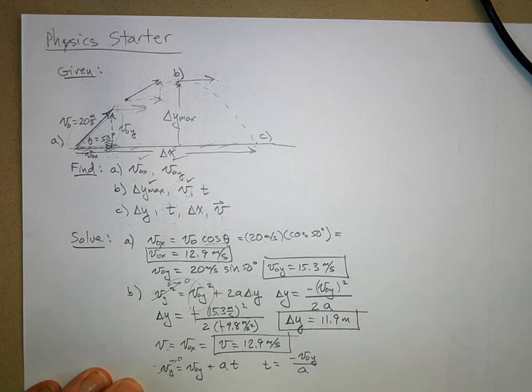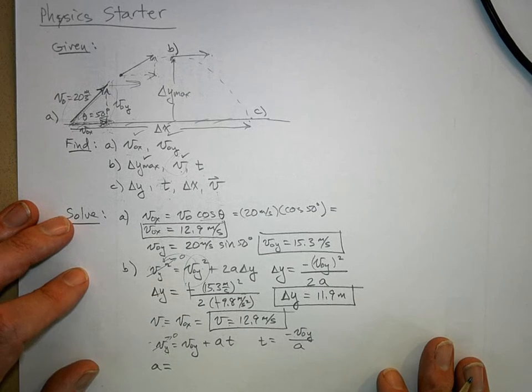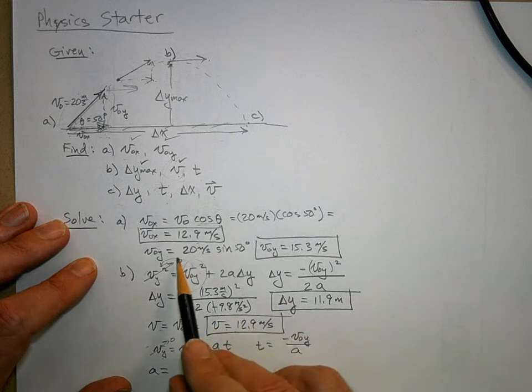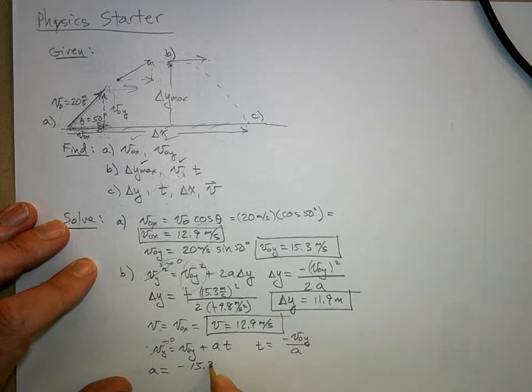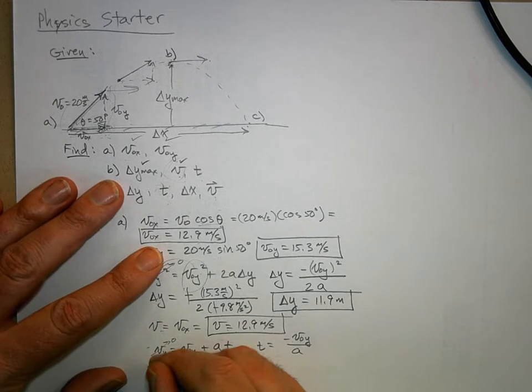And so when I do this, I'll say a is equal to negative v naught y. Oh, I'm off screen. Tell me if I'm off screen. And v naught y was negative 15.3 meters per second divided by negative 9.8 meters per second squared. So a is equal to 15.3 divided by 9.8. And that would be, what am I doing? That's t, I'm sorry.